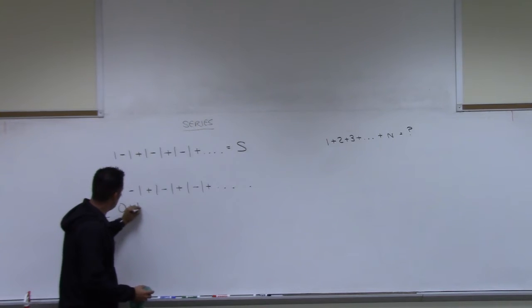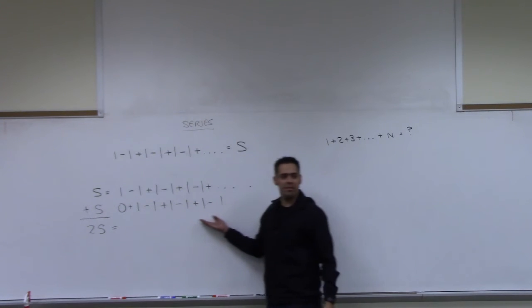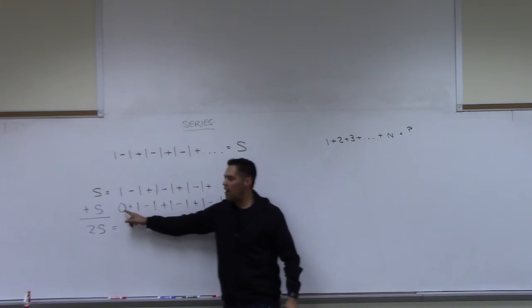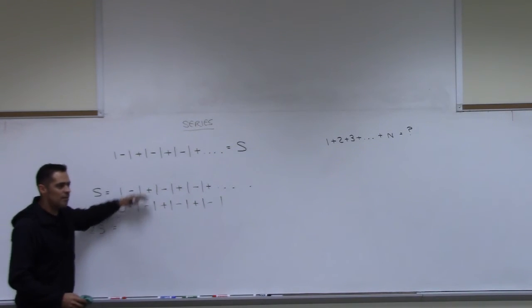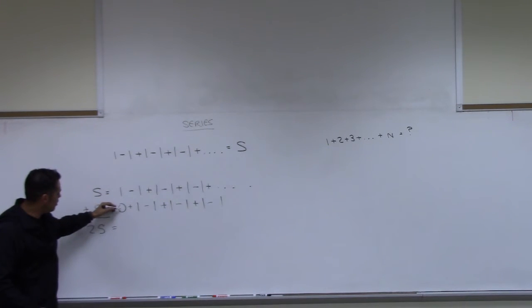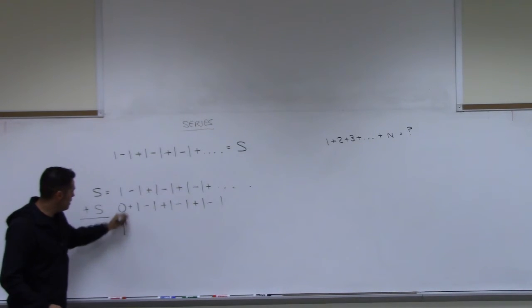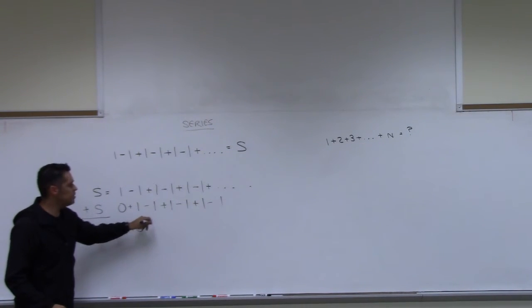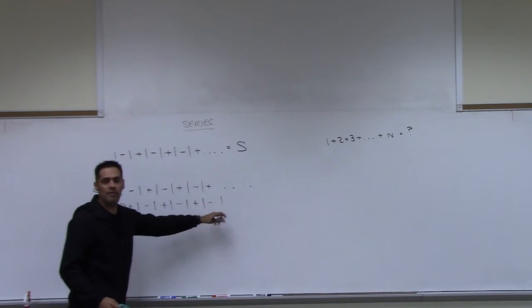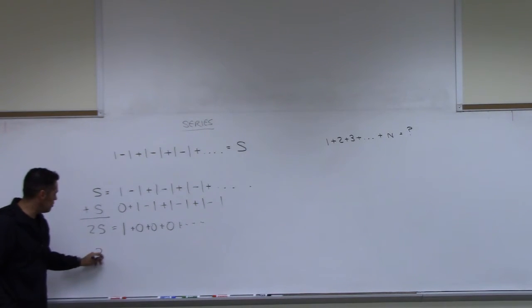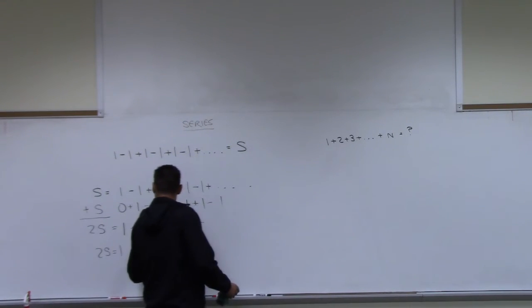So what if I did this though? 0 plus 1 minus 1 plus 1 minus 1 plus 1 minus 1. Is that still S? Yeah. I just put a 0 out front, didn't I? So if you add them straight down, term by term, 1 plus 1, 1 plus 0 would be 1, and then you'd get 0, 0 plus 0 plus 0 plus 0 plus, and you do that forever, wouldn't you? Which means that 2S would be equal to 1. Which means S would be a half.